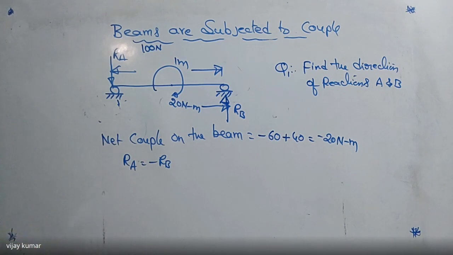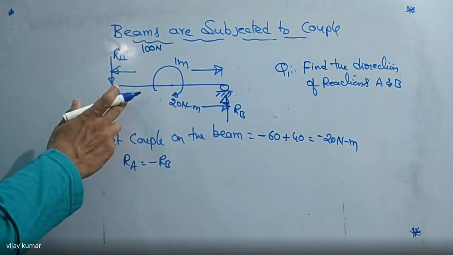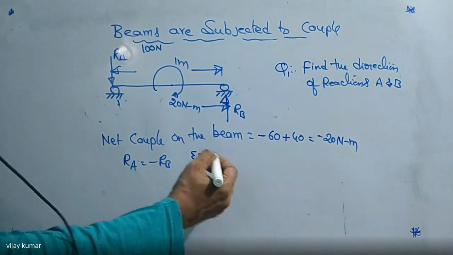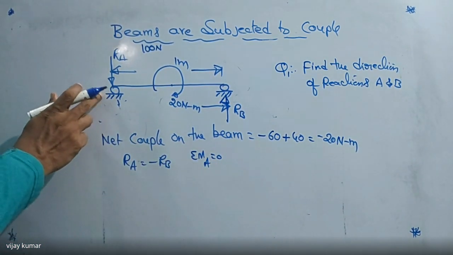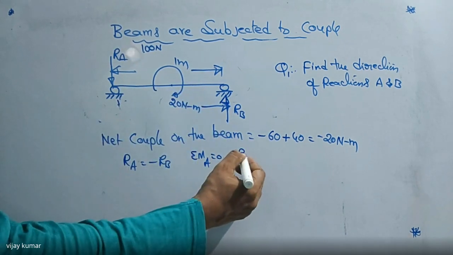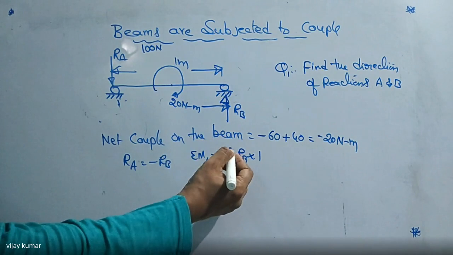I have already told you yesterday. So here I want to find the RA and RB. Take moment about any point is 0 here. So I'm taking moment about A is equal to 0. Then RB into this total distance. Then I'm writing here RB into 1. The total distance is 1, which is positive.